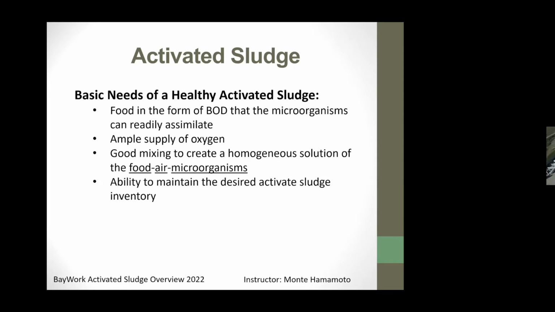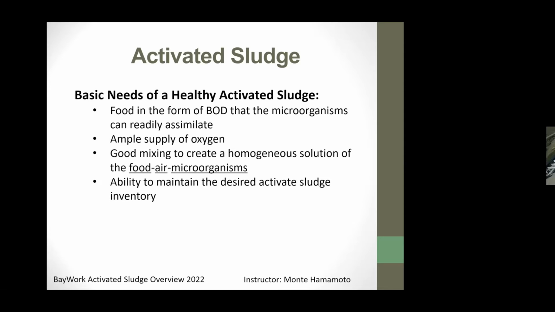So the basic needs of a healthy activated sludge are pretty simple. You need food. You've got to feed them. And the food is in the form of BOD. You need an ample supply of oxygen, and you have to be able to control the oxygen that you put into your activated sludge. And also you need good mixing. You want to create that good homogeneous solution for the food and the air and the microorganisms all to be coming in contact continuously.